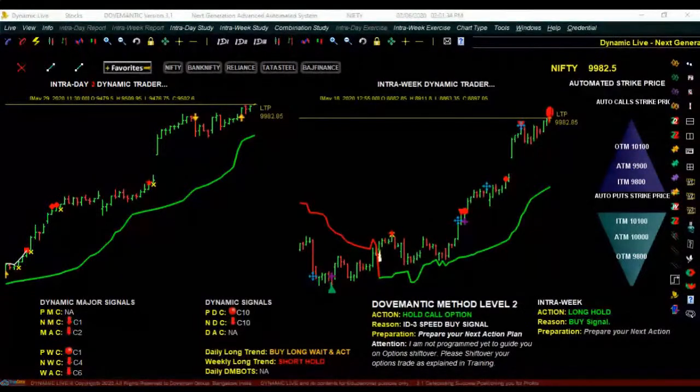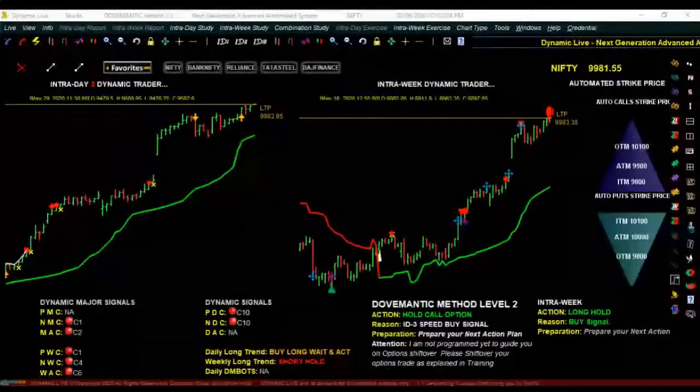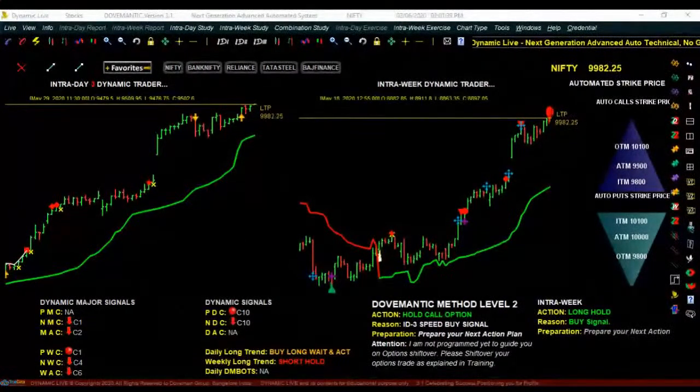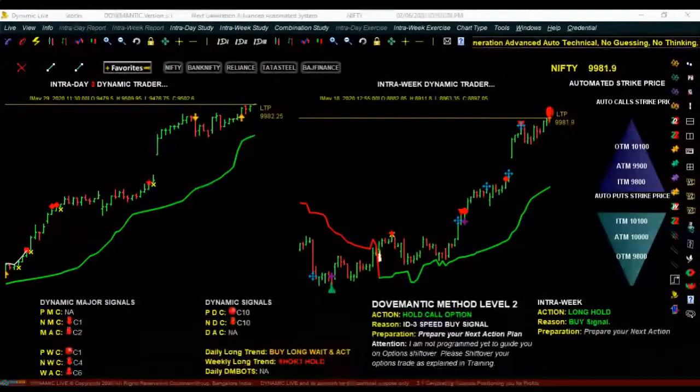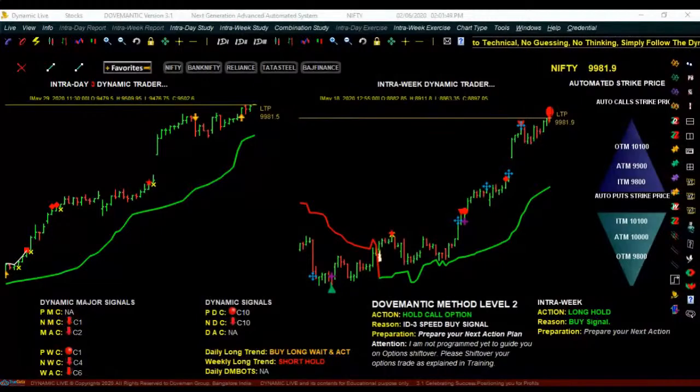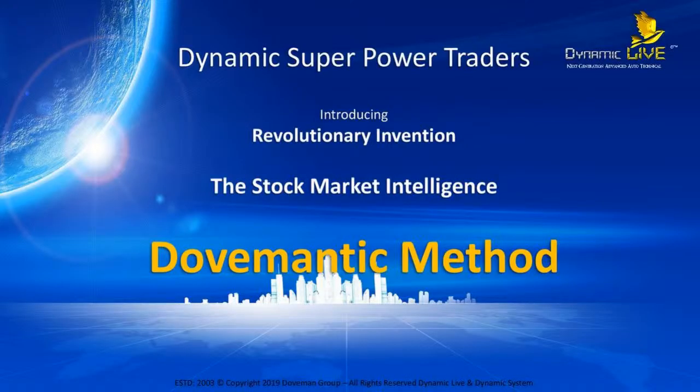So today you are all here to decide, do you want to spend your life doing research and analysis, or do you want to spend your life earning money? If you have decided to spend your life earning money, then you are at the right place, because from here on, you don't have to worry about the right entry and right exit, because Dynamic Superpower Traders are introducing a revolutionary invention. We call it the Dynamic Live. It is the first ever stock market intelligence of the world. We call it the Daumantic method.